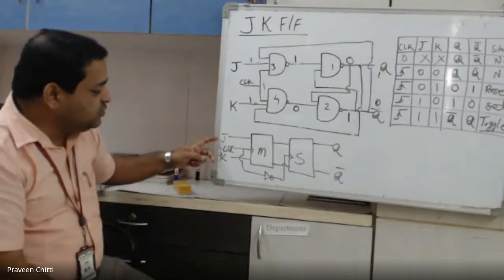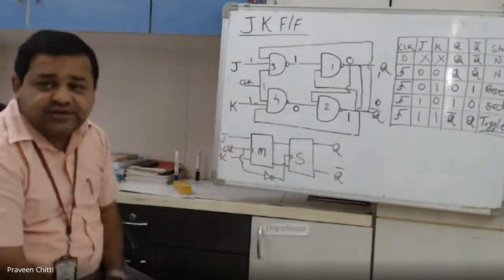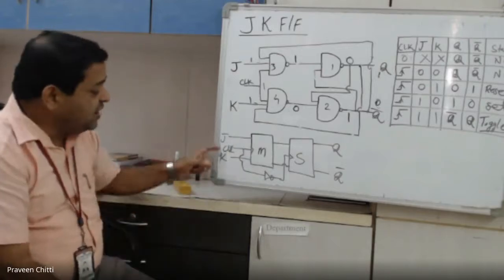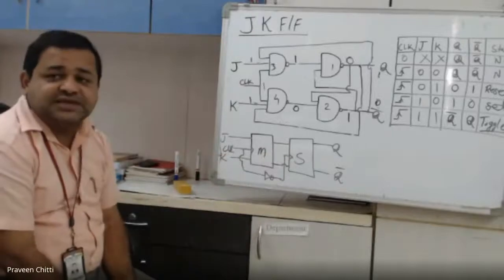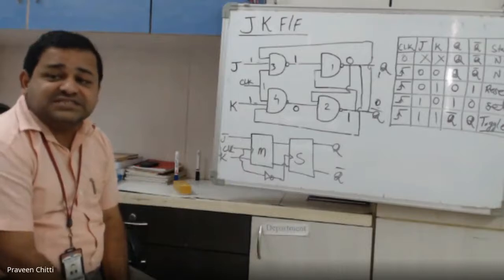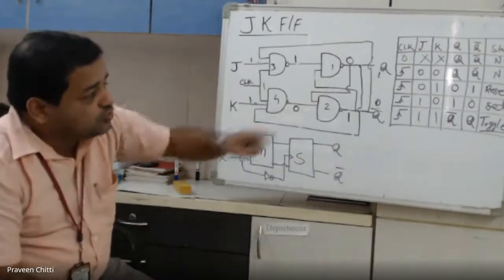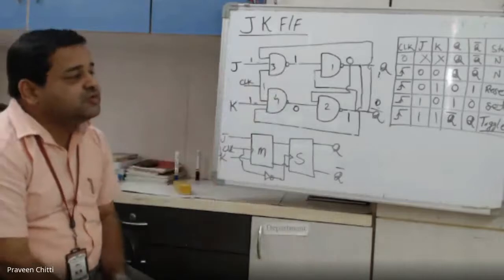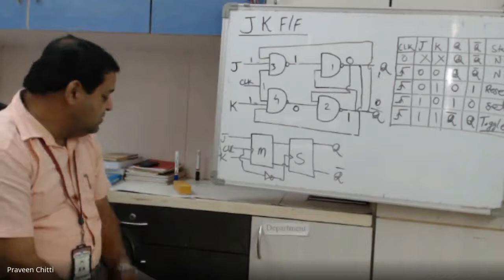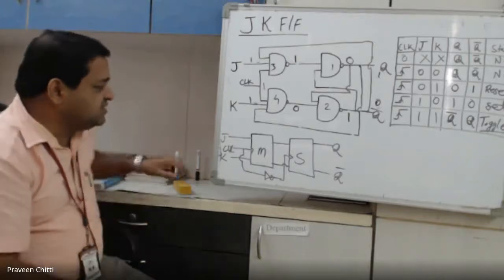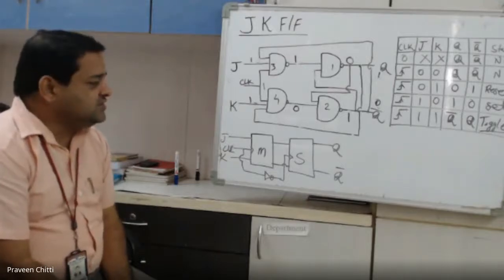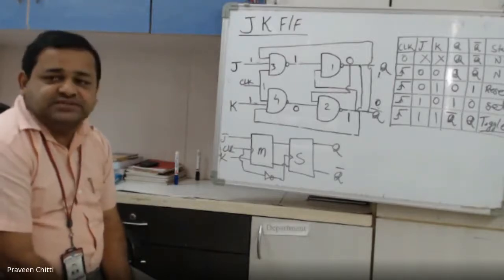So this arrangement is called the master-slave JK flip-flop. The inputs are given to the master, and the output of the master is given to the slave. The direct clock is applied to the master JK flip-flop, and the complement of the clock is applied to the slave JK flip-flop. Its truth table remains the same as that of the JK flip-flop, but it eliminates the race around condition. That is what is called the master-slave JK flip-flop.